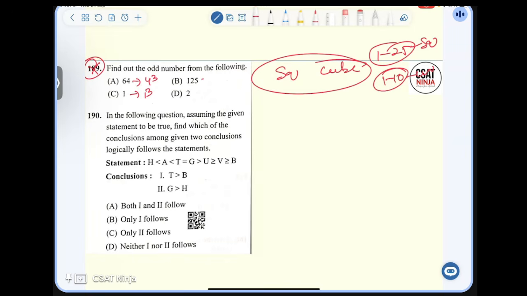So now this one, 125, it is 5 square. So this one is your odd one. Okay. Next is inequality. For this type of question, you just create an arrow out of it and solve it. Nothing much here.